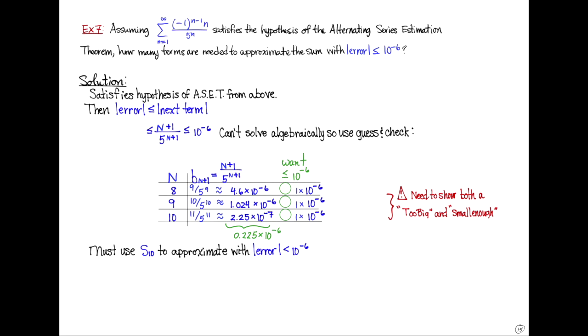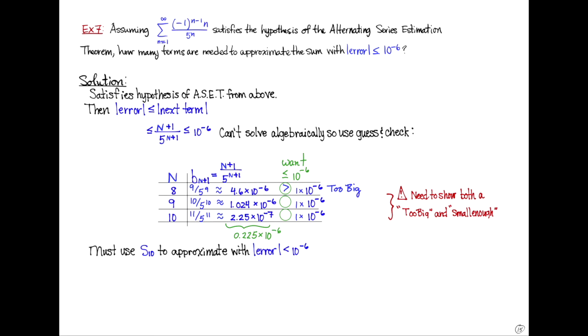So when n is equal to 8, then we sub 8 into this inequality, giving us 9 over 5 to the 9th. And that simplifies down to 4.6 times 10 to the negative 6th. This is the size of our error, and we want it to be less than 10 to the negative 6th. But 4.6 here is clearly greater than 1. And so our error is still too big when n is equal to 8.